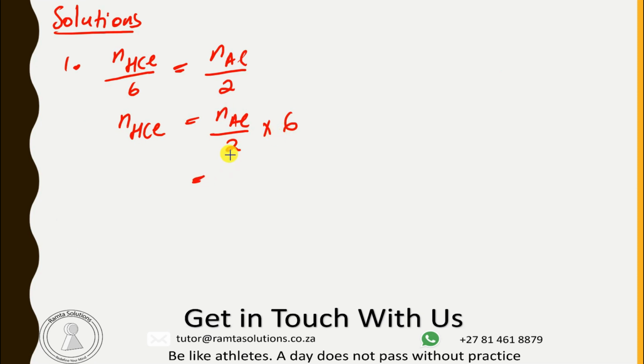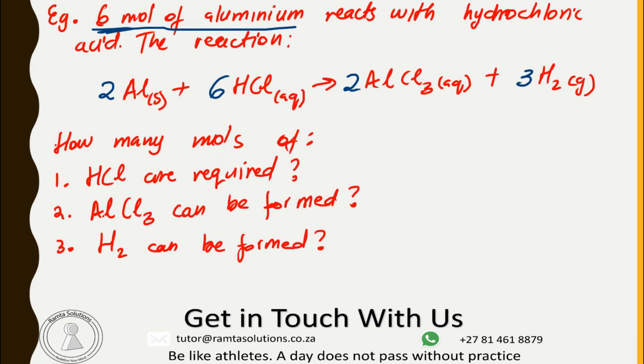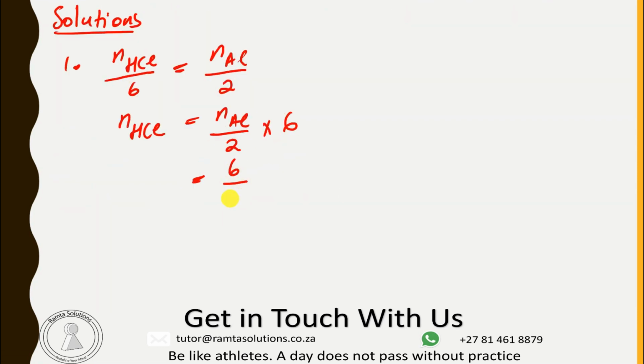So what is this? Number of moles of aluminium, we had 6 moles of aluminium. So this is 6 over 2 multiplied by 6. What is this? 3 times 6 is 18. So we need 18 moles of hydrochloric acid, right? We need 18 moles of hydrochloric acid. Do you guys see it now?